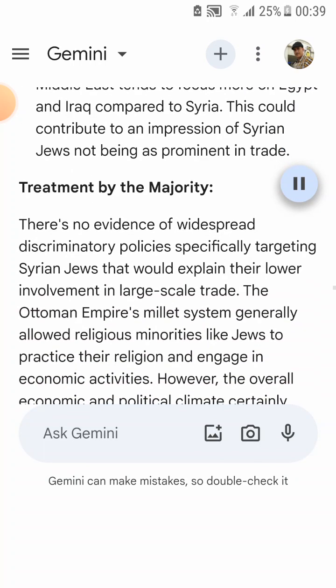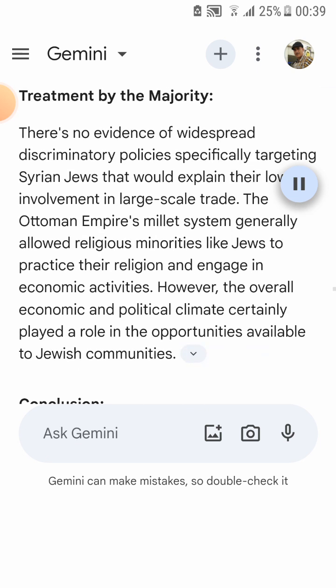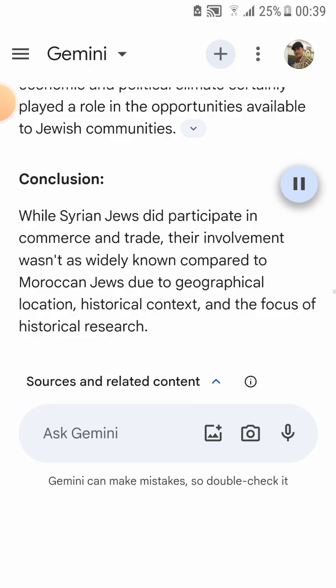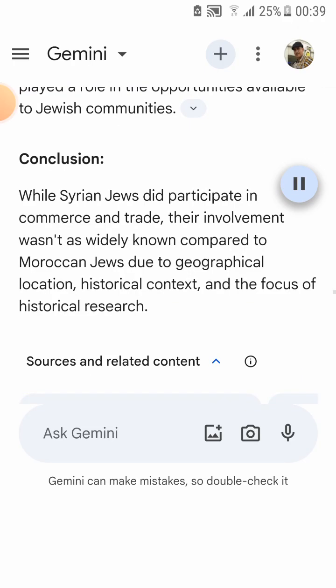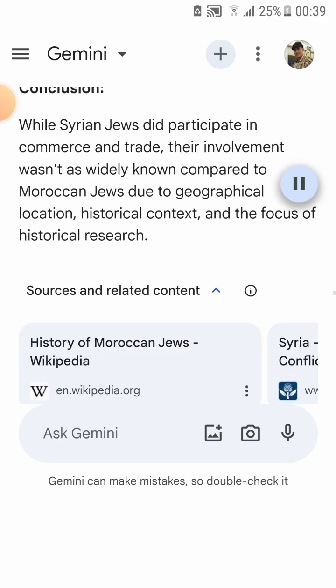Treatment by the majority. There's no evidence of widespread discriminatory policies specifically targeting Syrian Jews that would explain their lower involvement in large-scale trade. The Ottoman Empire's millet system generally allowed religious minorities like Jews to practice their religion and engage in economic activities. However, the overall economic and political climate certainly played a role in the opportunities available to Jewish communities. Conclusion. While Syrian Jews did participate in commerce and trade, their involvement wasn't as widely known compared to Moroccan Jews due to geographical location, historical context, and the focus of historical research.